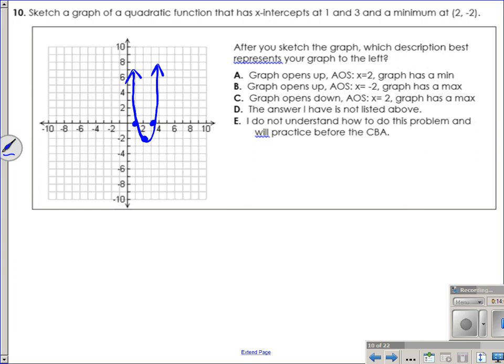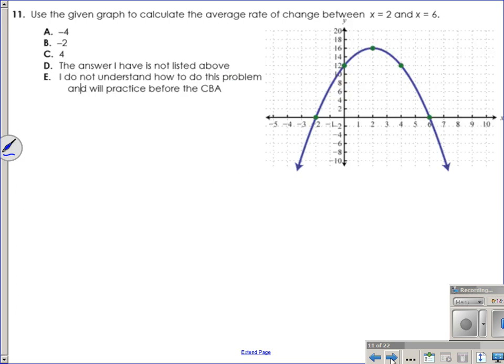Okay? And then we're just going to select the answer that best describes the graph we've just drawn. It opens up, the axis of symmetry is at 2, and we have a minimum. So that's option A. Okay? Number 11 is average rate of change.